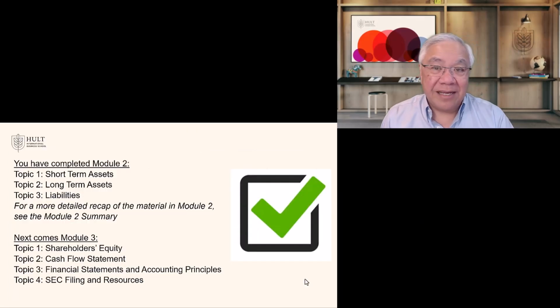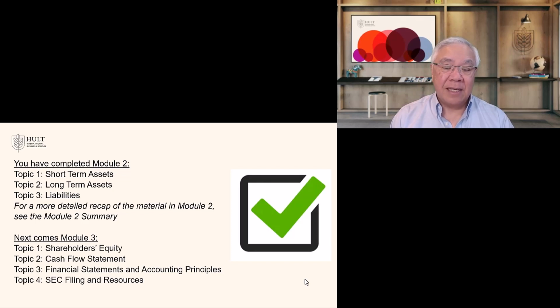We've completed Module 2. Congrats. That's short-term assets, long-term assets, and liabilities. And remember, there's a much more detailed recap in the My Courses summary. Next comes Mod 3. Mod 3 is the last part of the balance sheet, shareholders' equity. Then we'll jump into the cash flow statement, and then look at statements and accounting principles in more detail, and then touch on SEC filing and resources.